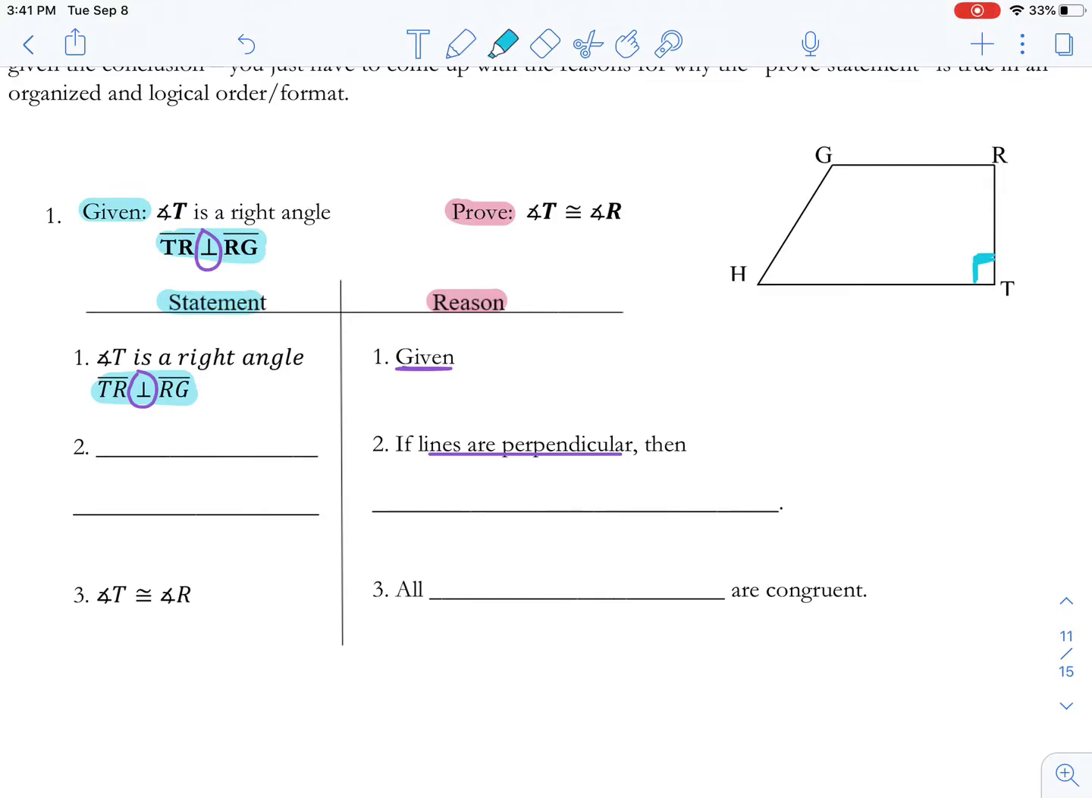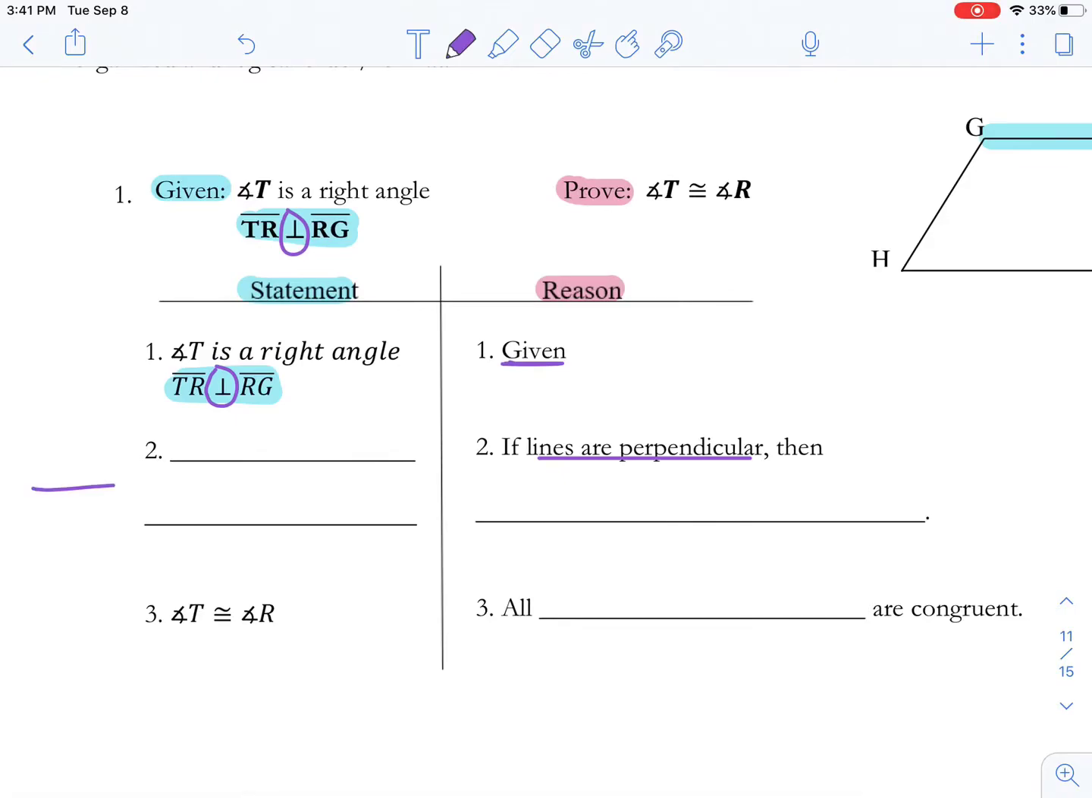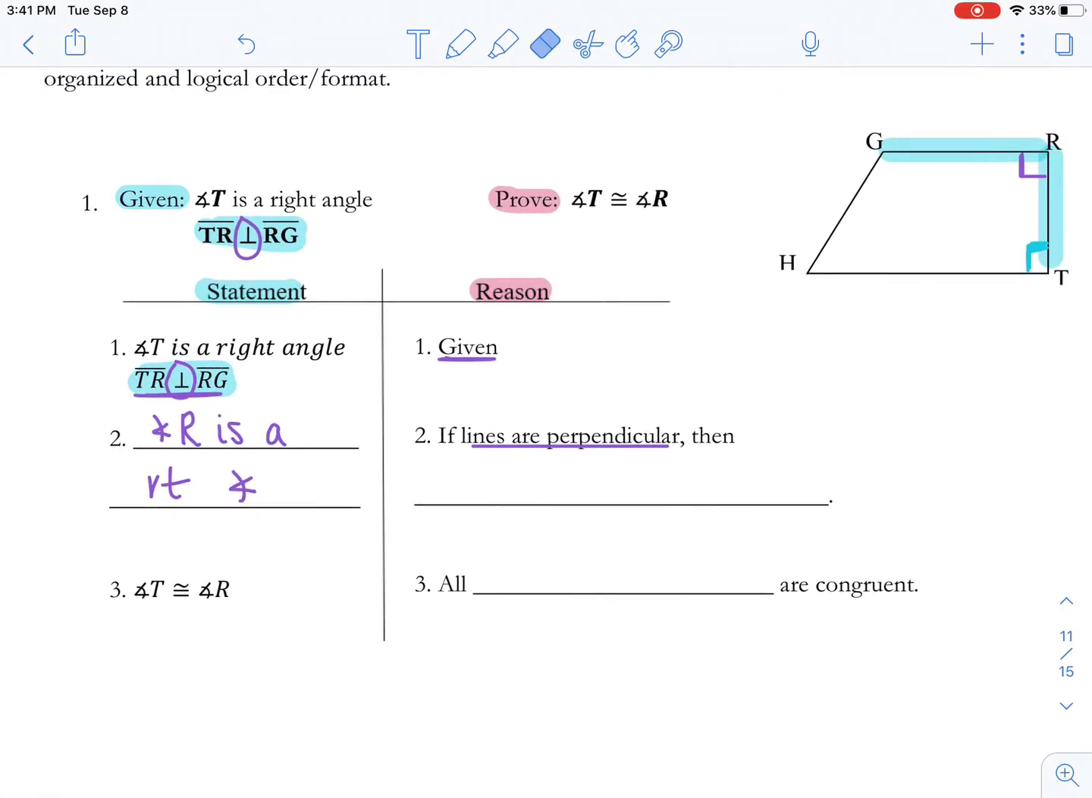So if we look at the diagram and we mark that TR is perpendicular to RG, then we should be able to say that angle R is a right angle as well. Since we know that's true from the definition, we should write that in our proof, and that'll be our second line here. So if TR is perpendicular to RG, well, then we should be able to say that angle R is a right angle. Okay, so that follows, it's tied together. One comes after the other. Now, how do we know this is true?